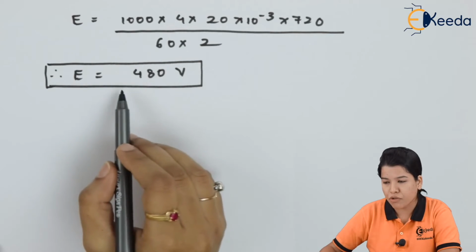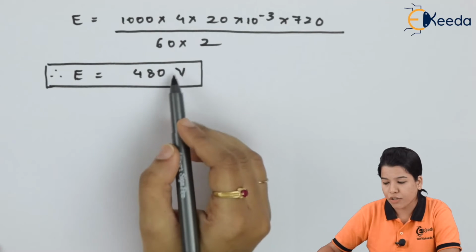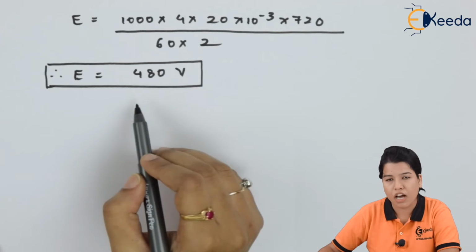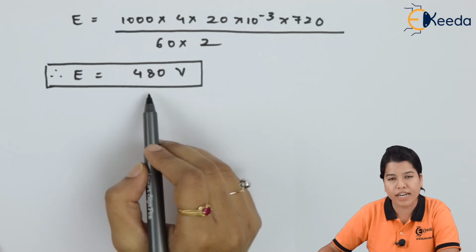Always remember, when we solve any problem and get the value, the unit of that value is very important. So the unit of generated EMF is volts. Our answer is E is equal to 480 volts.